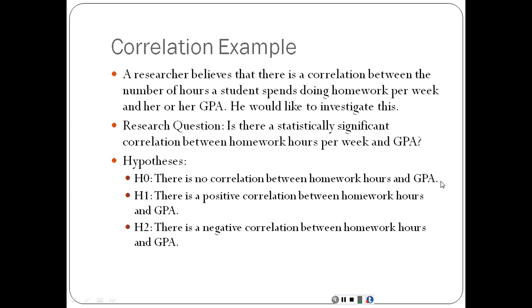Now, what if there is an effect, though? What if there is a notable effect? Well, there are two things that could possibly happen. So that's why there are two alternative hypotheses here. There could be a positive correlation between homework hours and GPA, or there could be a negative correlation between homework hours and GPA. Okay? So notice for our correlation study, there are actually three hypotheses: one null hypothesis and two alternative hypotheses.